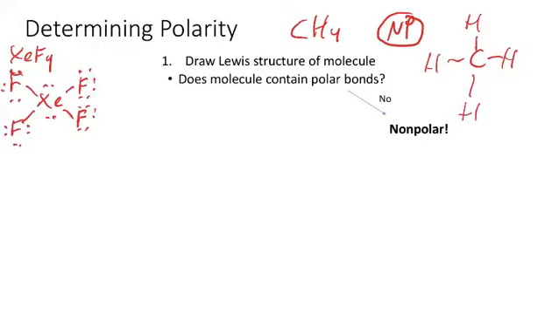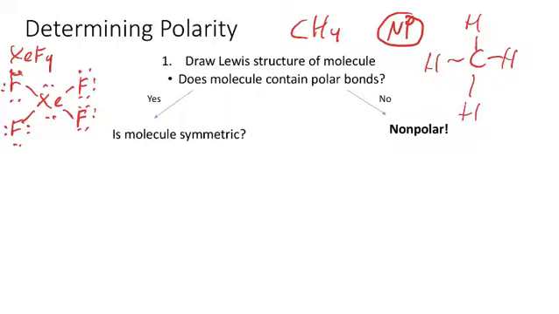So we have the Lewis structure for xenon tetrafluoride, which clearly shows that a xenon atom is bonded to a fluorine atom, and the xenon-fluorine bond, fluorine being one of the most electronegative elements on the periodic table, is a polar bond. So in this case, yes, we have polar bonds. Which takes us to a second question, and that is, is the molecule symmetric?